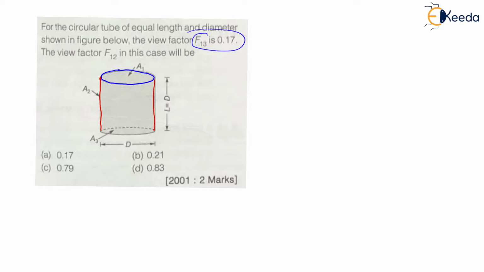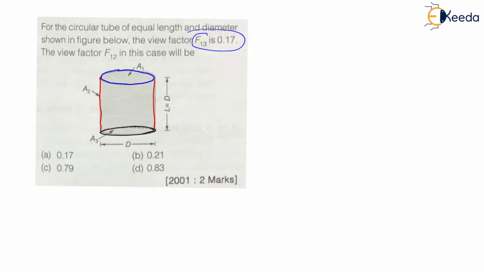Now again there is another surface also. With this black color, let us say this black circular area is surface 3, right? Now area 3 is given.